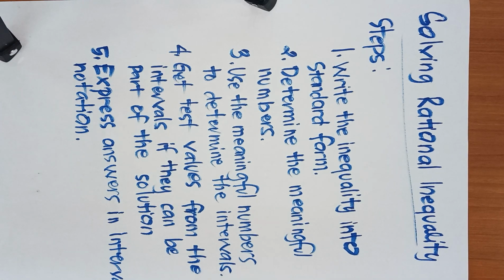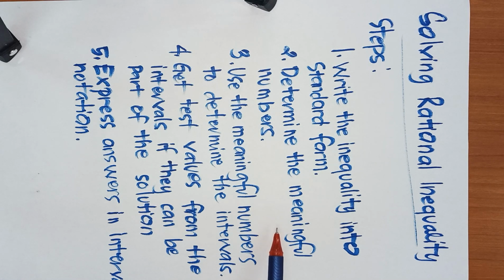Hello everyone. In this video, I'll be teaching you how to solve rational inequalities. Here I have 5 steps that you can follow. First step is to write your inequality into standard form. Second, determine your meaningful numbers. When determining your meaningful numbers, just find the zeros of the numerator and the denominator.